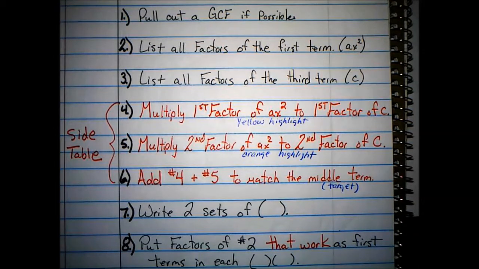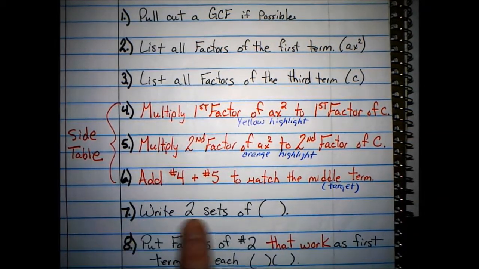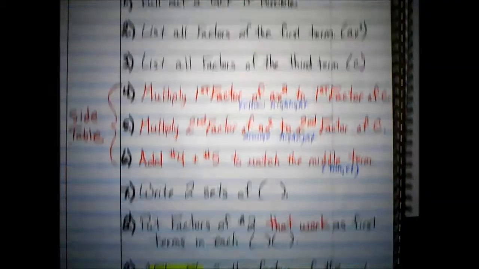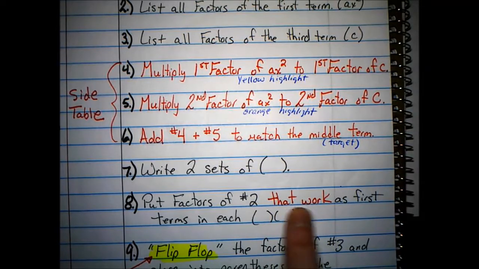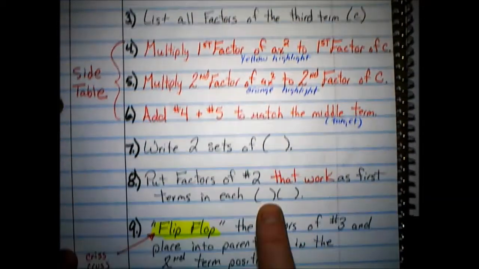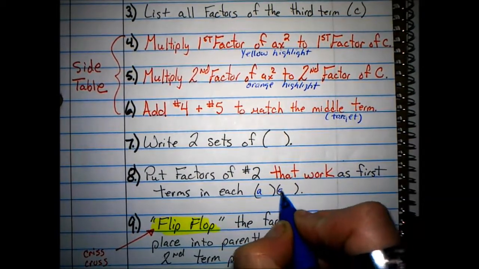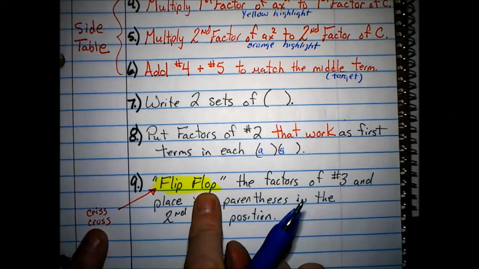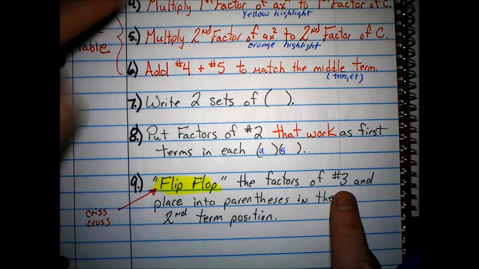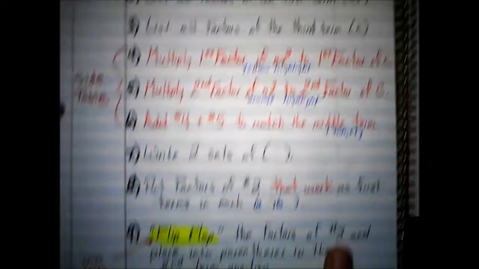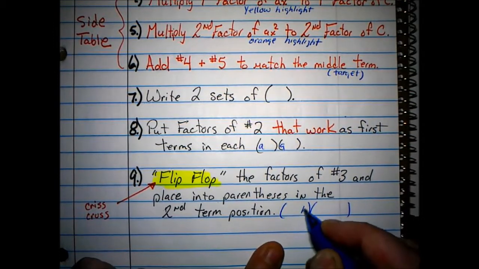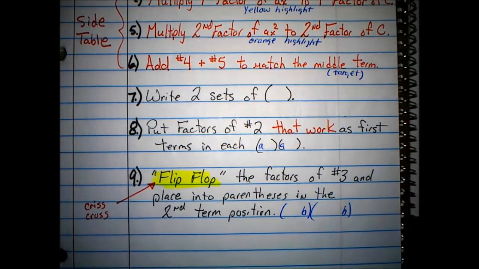And then we added it to see if it matched the middle term that I was calling our target number. We're looking for that target. Once we found it, then we wrote our parentheses, and then we put our answers that worked, the ones that actually worked for the middle term target. The first terms went into our parentheses like they did before in the first positions. And then remember we flip-flopped, or I was also saying crisscrossed, the third factors of the third term that worked. We placed them in the second position when we had our parentheses. That was in the back position here in the second slots.